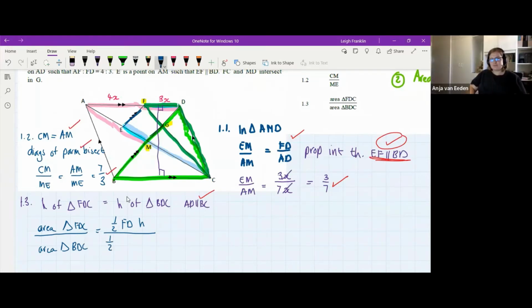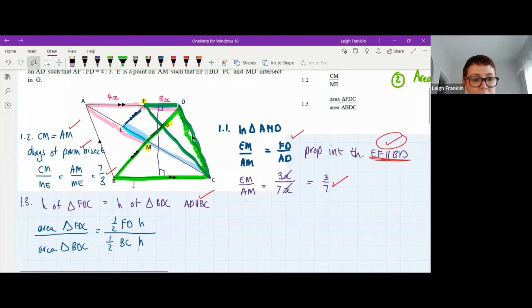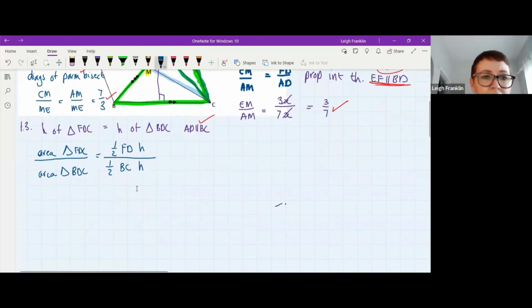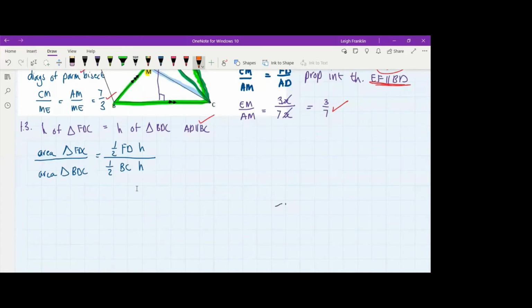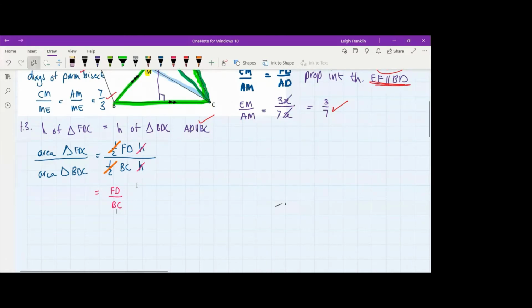The base of triangle BDC is BC. Excellent, well done, times perpendicular height. And in maths, anything divided by itself is 1. Beautiful. So we no longer have the halves and we no longer have the heights. What we're left with, Matrix, is FD over BC. That's the ratio that they wanted. FD over BC.